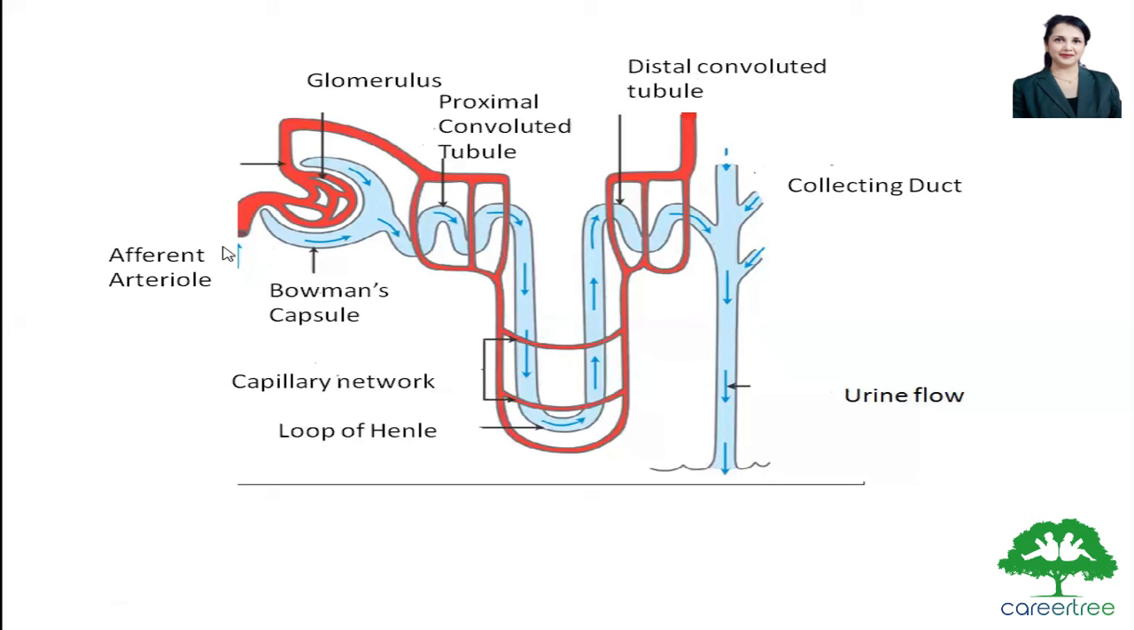This is the afferent arteriole, that is, the arteriole which enters the Bowman's capsule. This one is the efferent arteriole, that is, the arteriole which emerges from the Bowman's capsule. The efferent arteriole is narrower than the afferent arteriole. So the blood flows through the glomerulus under great pressure, which is greater than in the capillaries anywhere else.